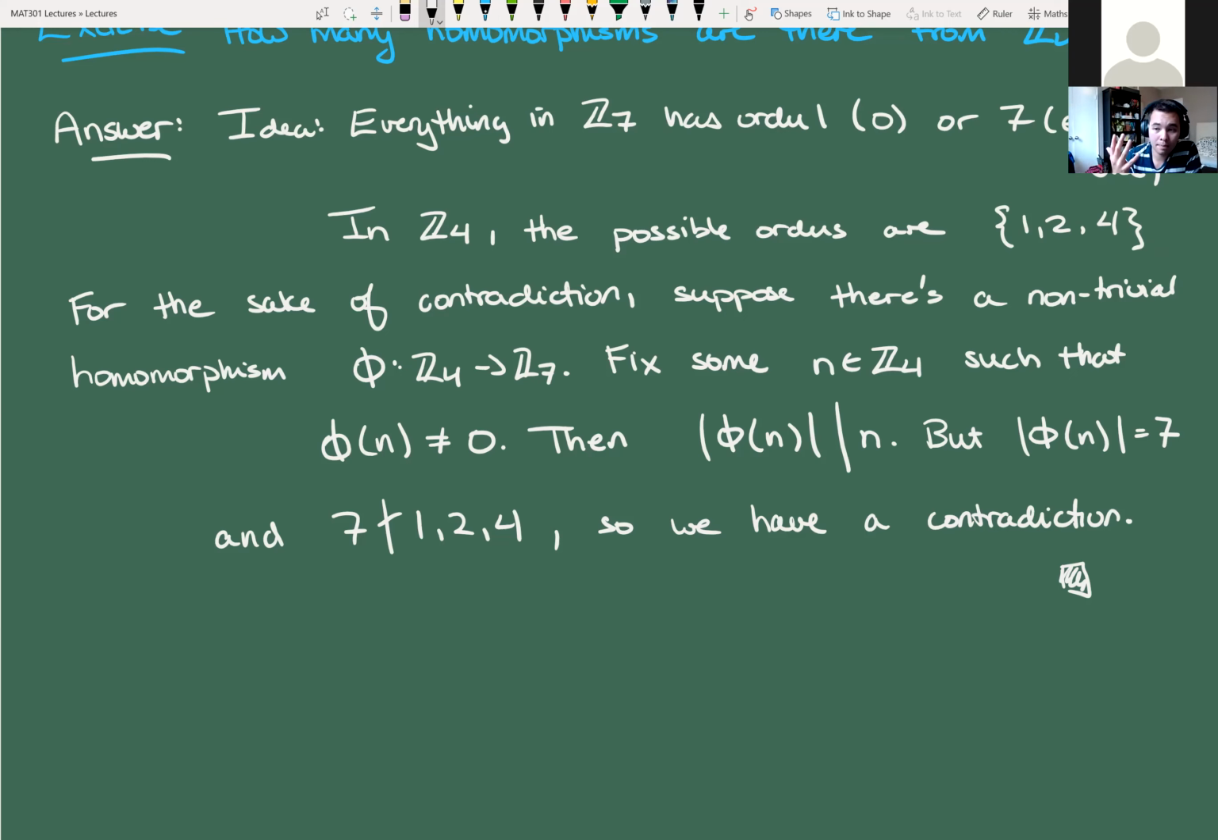So if you want to map everything to something which doesn't have order 7, it has to be the trivial map, right? Everything has to map to the identity element. So that's why this works, right? It's specifically because everything has order 7. If this was a map from Z4 to Z8, there absolutely is a homomorphism from Z4 to Z8.